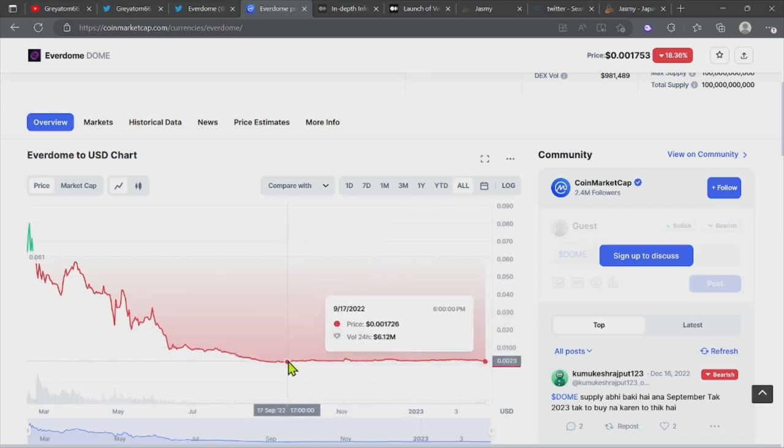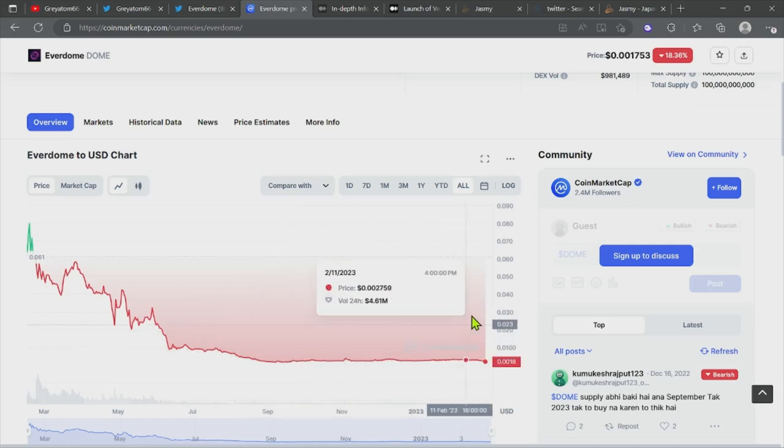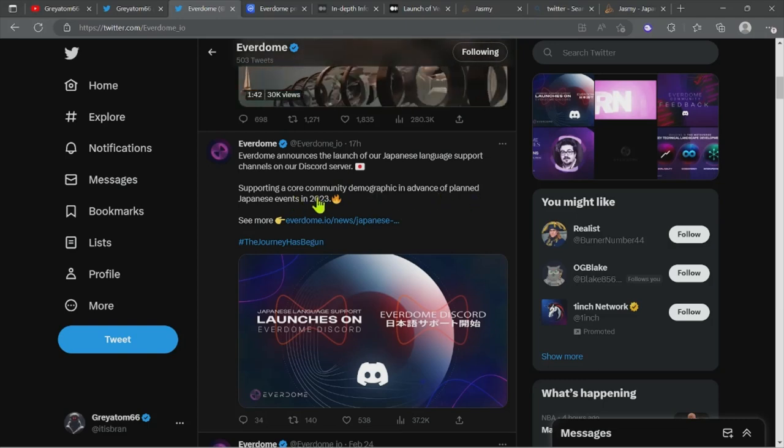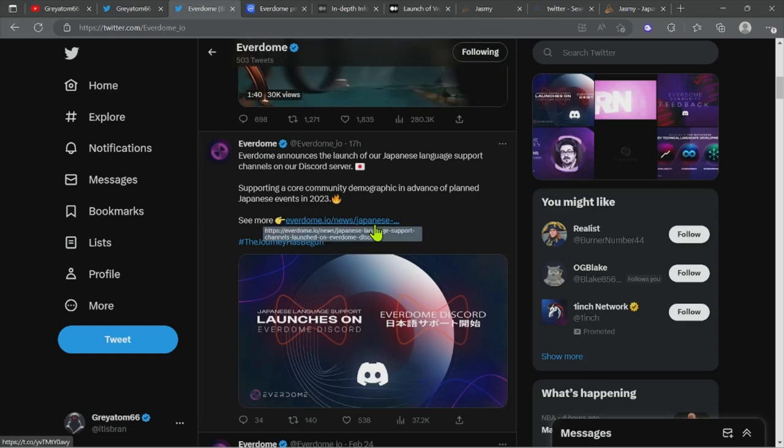One thing that is kind of disappointing about Everdome, though I don't see Everdome not succeeding, is the price. Rob Grin is awesome. I like the project a lot. It's my favorite metaverse crypto project. As far as being in the metaverse, I think what they're doing is really good for crypto. As far as news, they have an announcement of Japanese language support channels on their Discord server now, supporting a core community demographic and advanced planning for Japanese events in 2023.